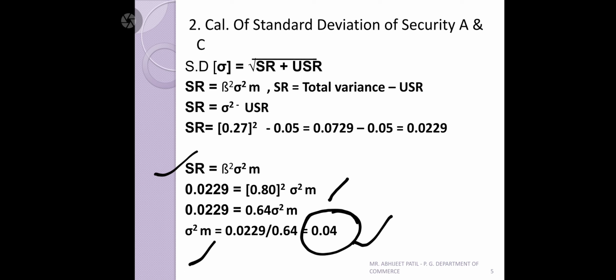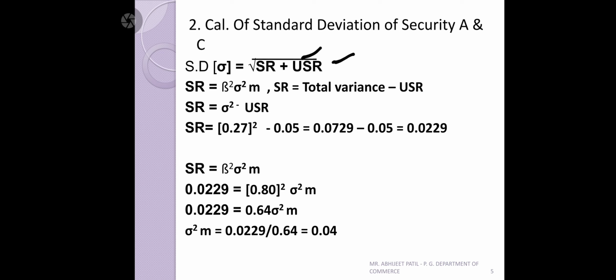Once we find out the systematic risk, we can use this equation and find out the standard deviation of security A and C. Now here we made the calculation for what purpose? For security A and C, we want standard deviations. For standard deviation, we know the equation: systematic risk plus unsystematic risk is total risk, and the square root of it means standard deviation of total risk. Now unsystematic risk is already given, we want systematic risk, so for that purpose we should determine the market variance.